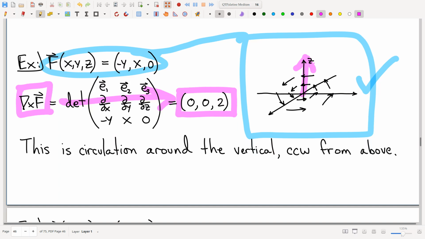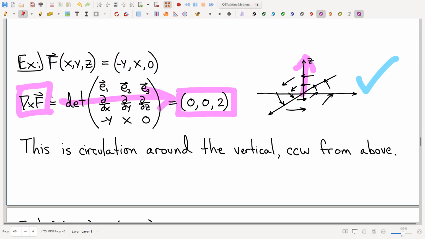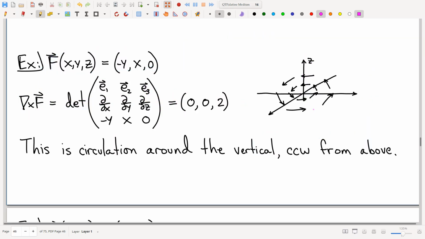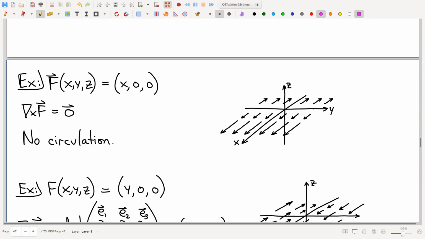But in this case, for this construction, the sign doesn't matter. The sign does matter. Yeah, no, it's a great question. I hear you. So the right-hand rule: if you put the thumb of your right hand in the direction of the curl, then the fingers of your right hand will rotate around your thumb in the direction of the circulation that's happening. It's always a right-hand rule.